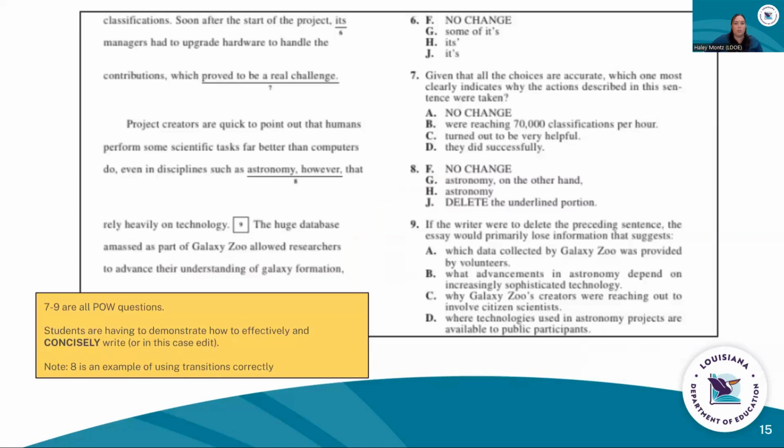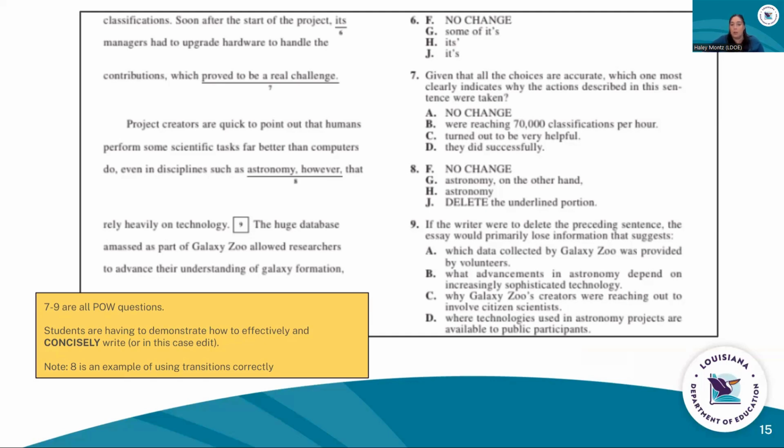And then questions 7 through 9 are also all production of writing questions. So students are having to demonstrate how to effectively and concisely, once again, write, or in this case, edit. Number 8 is an example of using transitions correctly. And this is something students struggle with a lot. So teaching them how to use transitions and when to use transitions correctly is important.